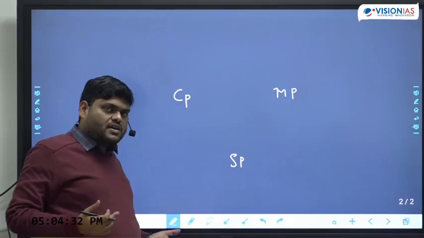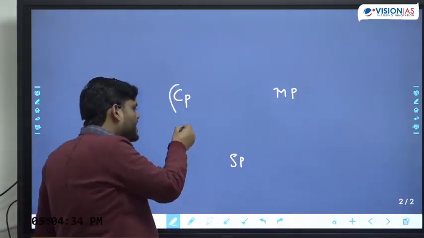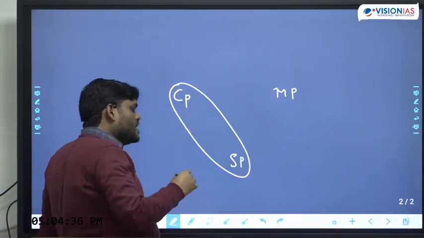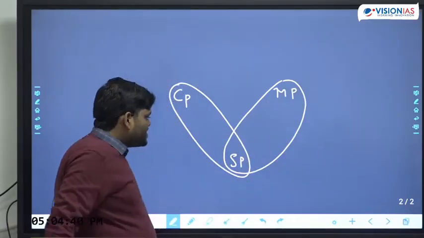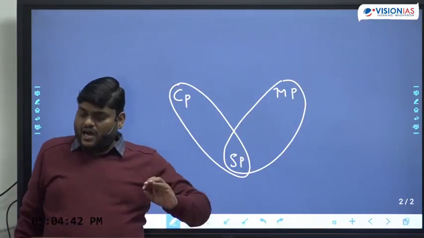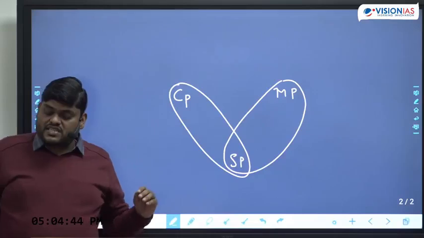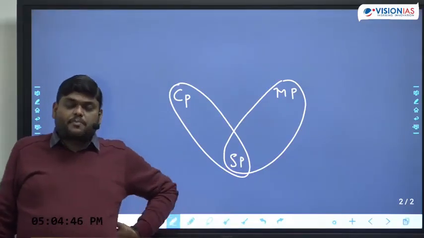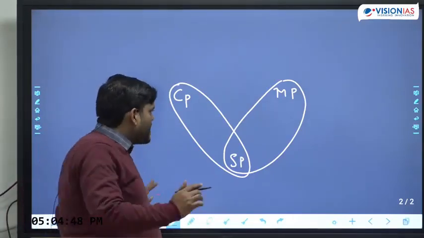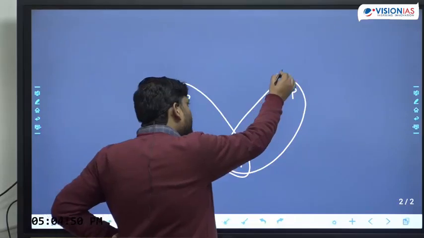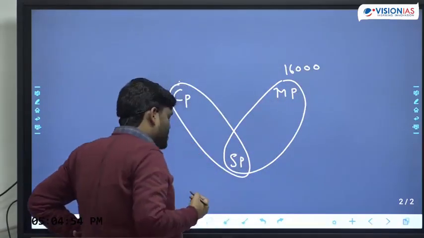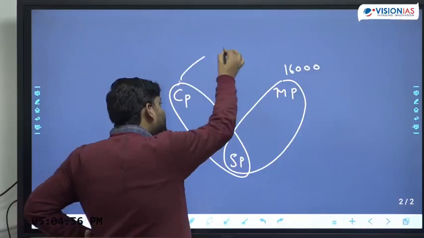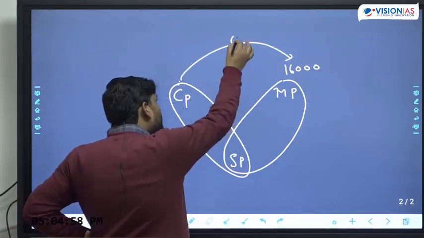What is the logic? The profit and loss will be calculated on this value, the value used after discount. The question is, the MP of the phone is 16,000, which is 60% above CP. Now they have given the relationship between CP and MP. The phone's mark price is 16,000, and this is 60% more than CP.